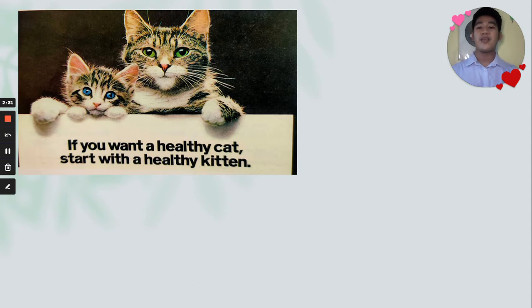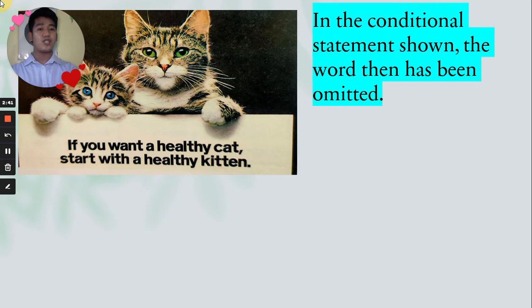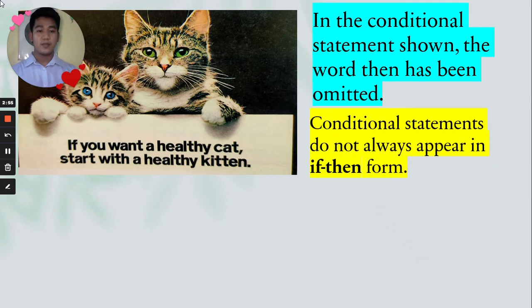So now, we have here, if you want a healthy cat, start with a healthy kitten. As you notice, in the conditional statement shown, the word then has been omitted. We only have if. So why? Conditional statements do not always appear in if-then form. Take note of this.